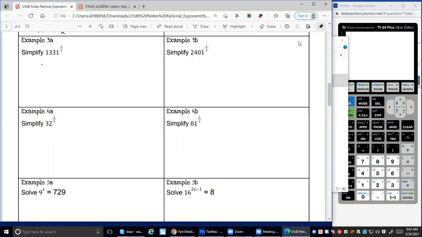I'm going to write it to the side because it helps me see it. I'm going to write that rule down. The rule is a to the power of m over n is equal to the radical, the nth root of a to the power of m. Okay. And so I'm going to be labeling this right here.